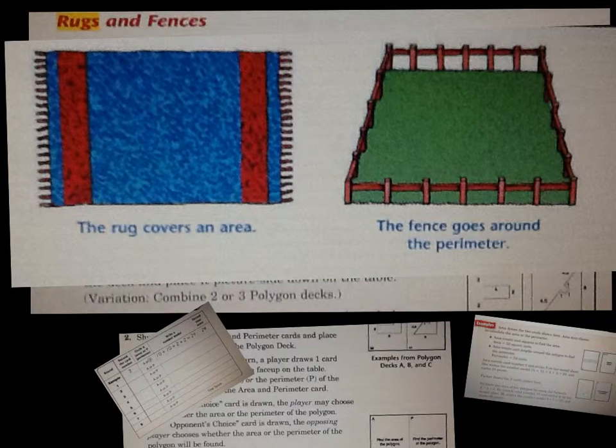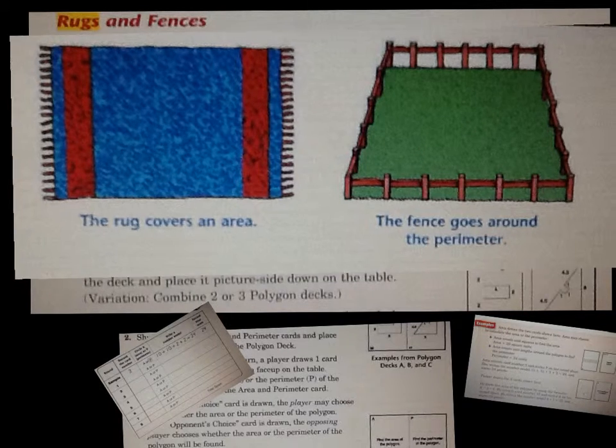When you get done with your journal pages today, you will pair up with somebody else who is also done at the same time and play Rugs and Fences. It's a game that helps us with our perimeter and area, and it's called Rugs and Fences because our rug covers an area and a fence goes around the perimeter, so we can think of area as rugs and perimeter as fences. Let's read through the directions so everybody knows how to play this game before we start.